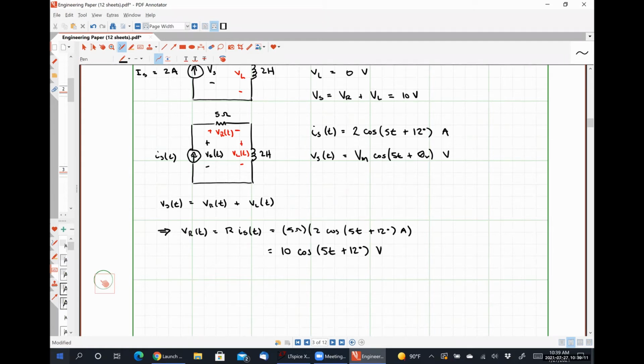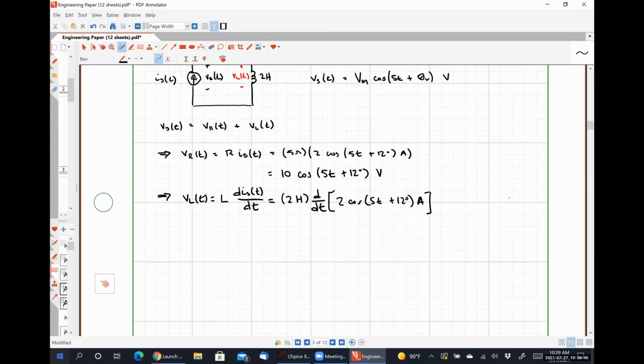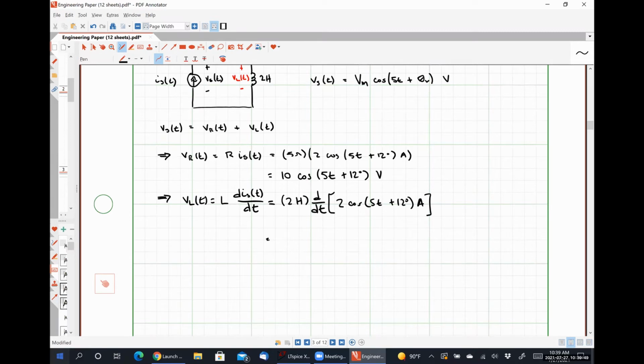All right. And I could say that VL of t is L times di/dt. So that would be 2 henries times the derivative with respect to time of 2 cosine(5t plus 12 degrees) amps. So when I do my derivative here, 2 henries is going to be there.